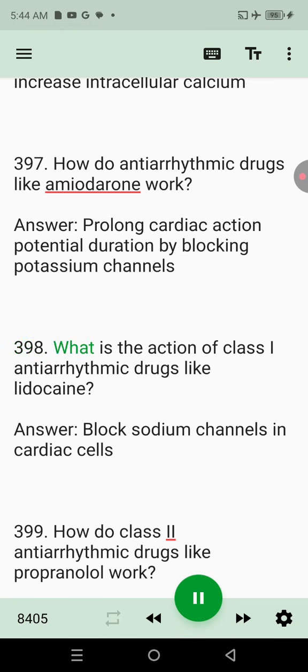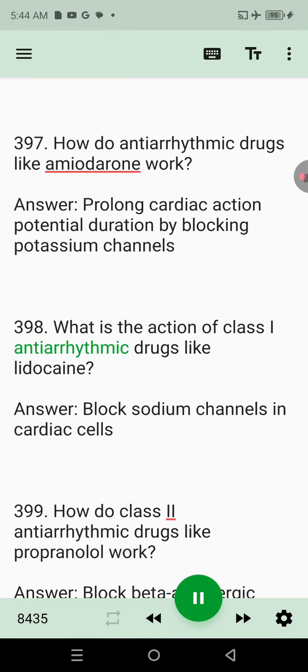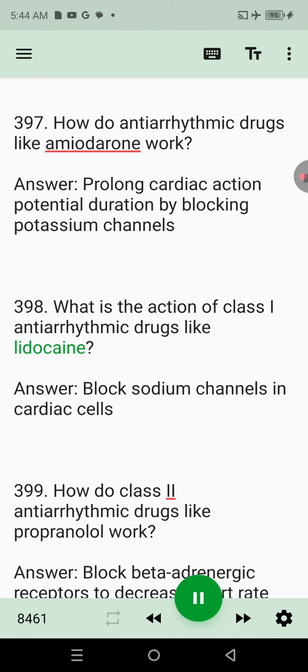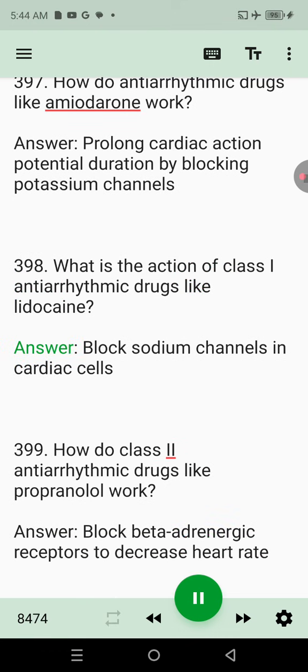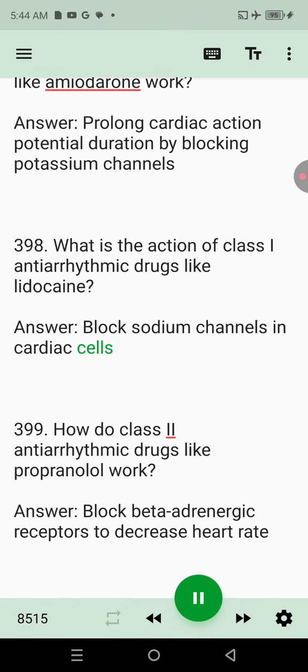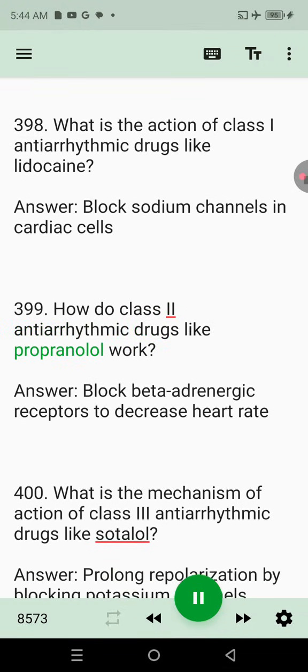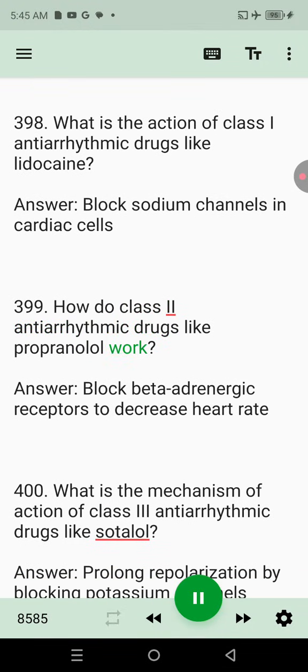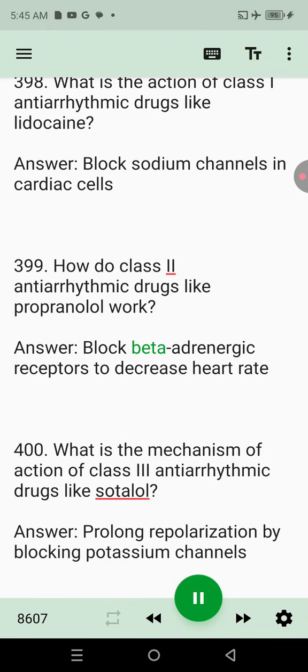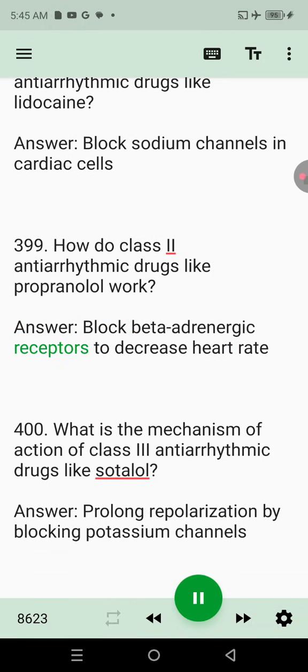398. What is the action of class 1 antiarrhythmic drugs like lidocaine? Answer. Block sodium channels in cardiac cells. 399. How do class 2 antiarrhythmic drugs like propranolol work? Answer. Block beta-adrenergic receptors to decrease heart rate.